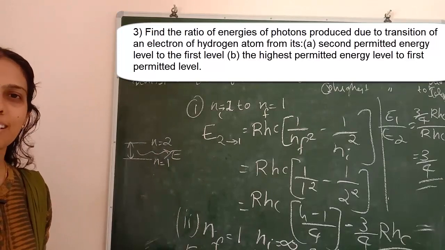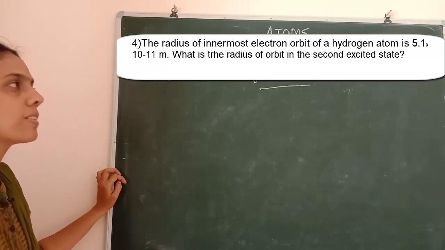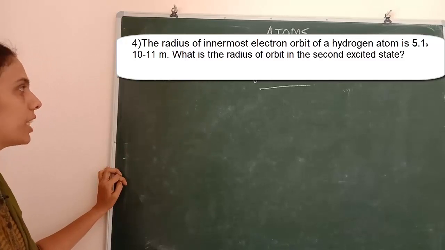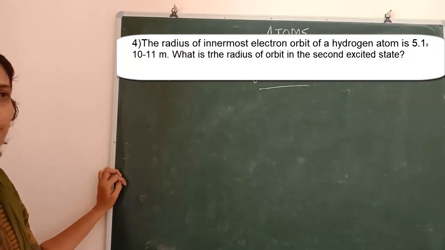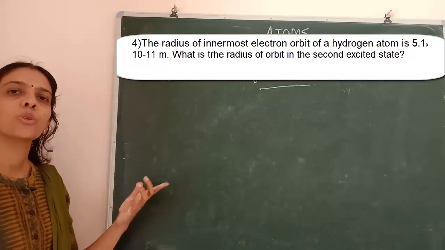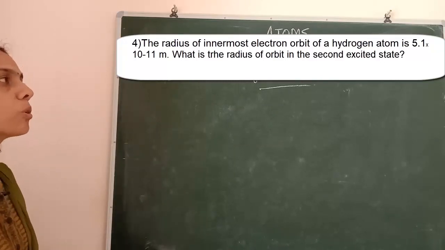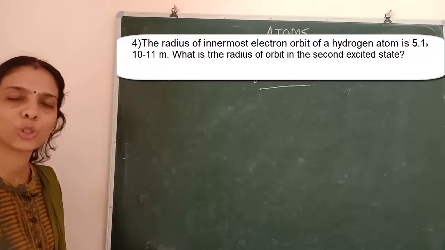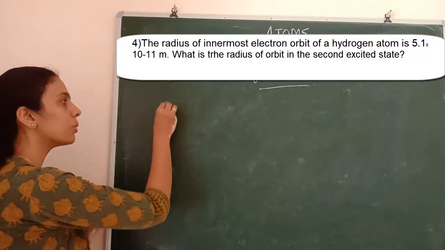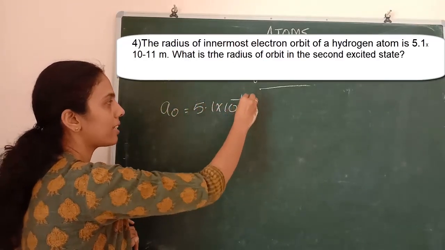Shall we move to the next question? So the next one is, the radius of the innermost electron orbit of hydrogen is 5.1 into 10 to the power minus 11 meter. What is the radius of orbit at the second excited state? So how can we find out this one? The radius of innermost electron orbit of hydrogen atom. That means first orbit. That is the Bohr radius. That is given as 5.1 into 10 to the power minus 11 meter.